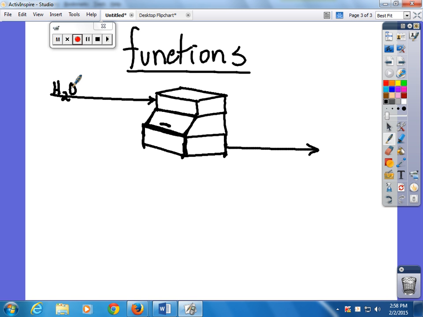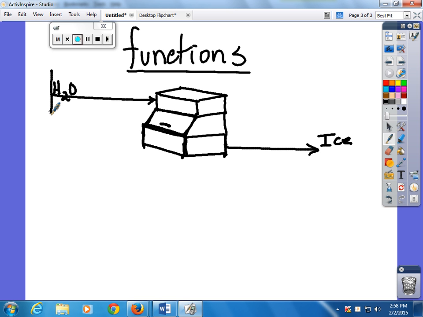All right. What is the input for this function? Well, it's water. And the output is plain old ice. Now, let me ask you a question. What if I cut the water off, just take a saw and cut the PVC or whatever it's called, and I put a funnel on the end of it.